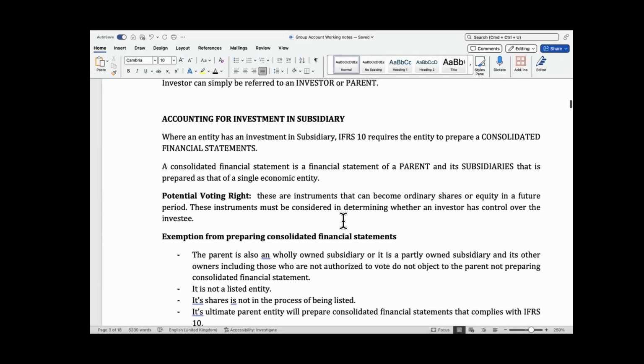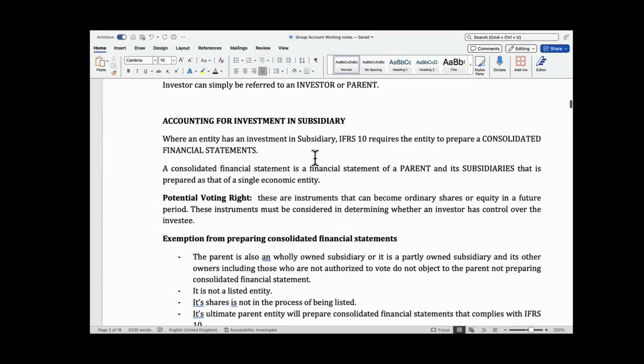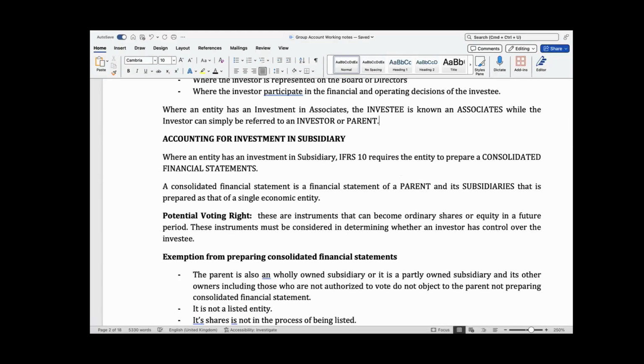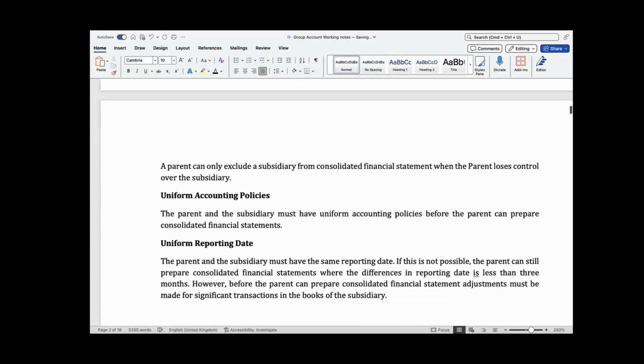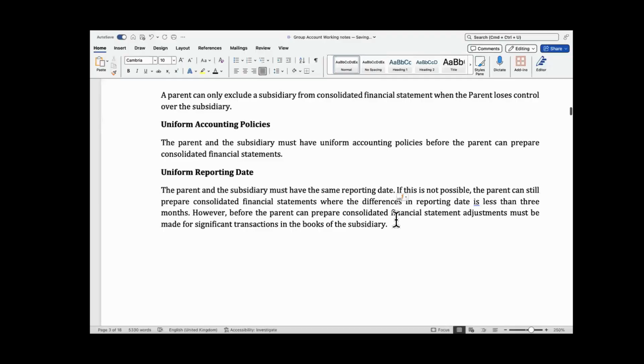So these are just preliminaries that you need to take note of when you're preparing consolidated financial statements. Okay. Let's take some questions before I move to the next, which is how do you prepare this consolidated financial statement?